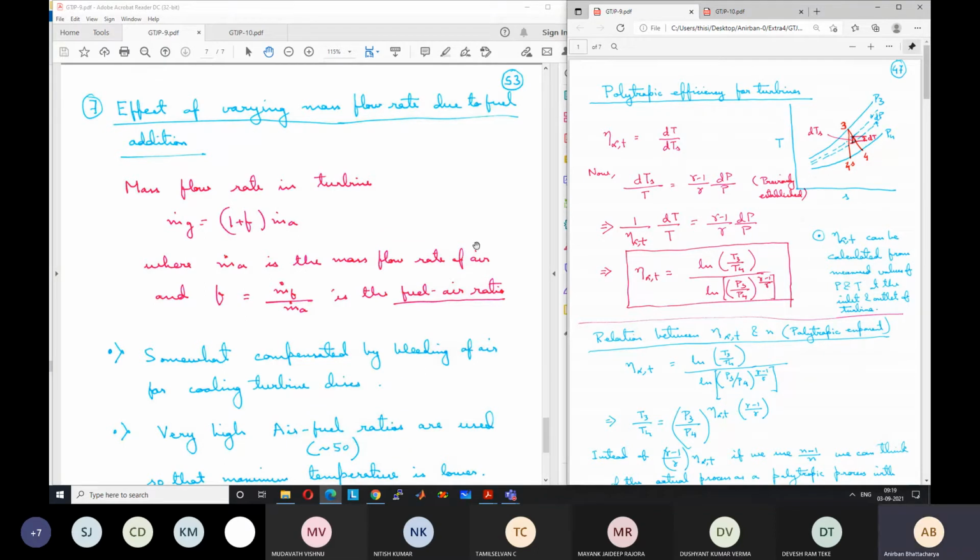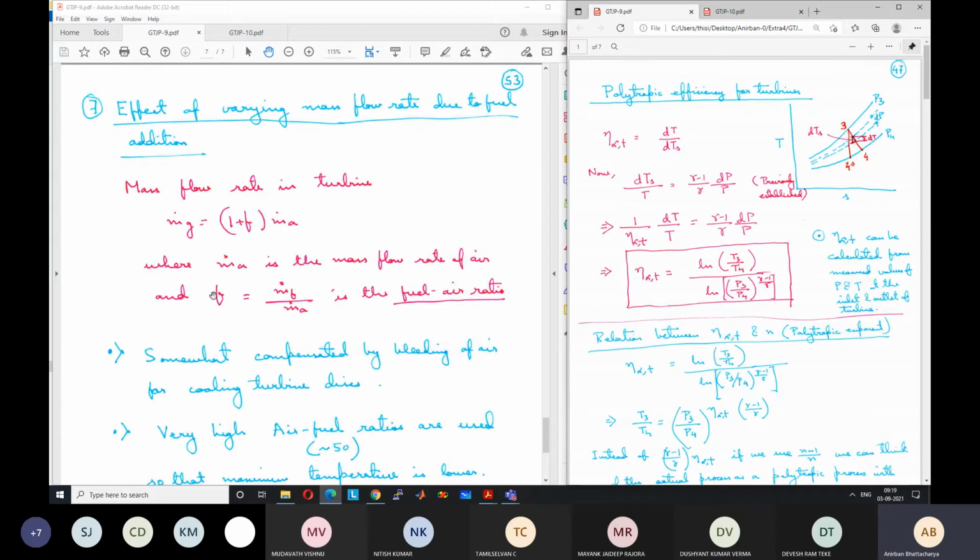The next variation from the ideal cycle is that the mass flow rate does not remain constant. Till now, we have considered that the mass flow rate is the intake mass flow rate m dot a. M dot a is the mass flow rate of air. This is the mass flow rate till the inlet of the combustion chamber. But in the combustion chamber, we are also injecting fuel, and the fuel has a certain mass flow rate. Let us call this m dot f. So a fuel air ratio can be defined as m dot f by m dot a.